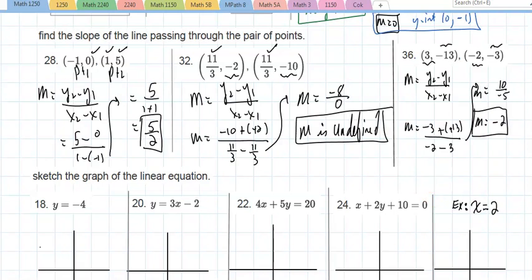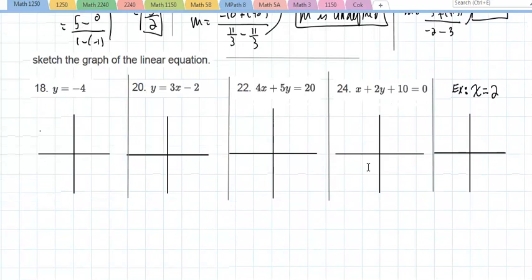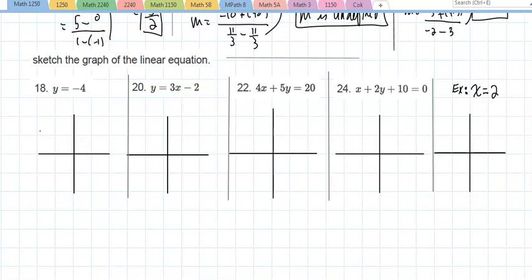Now, find the slope given those 5 cases. We touched on each of those. Let's talk about the last portion that I wanted to look at. I'd like to sketch a graph of a line. To sketch a graph of a line, I need 2 points because it is a linear equation. That's what's so special about a linear equation.